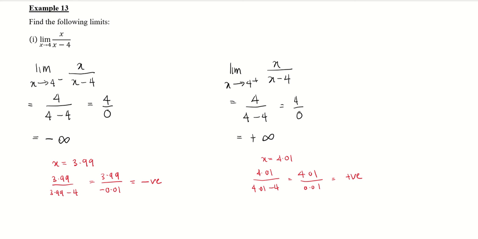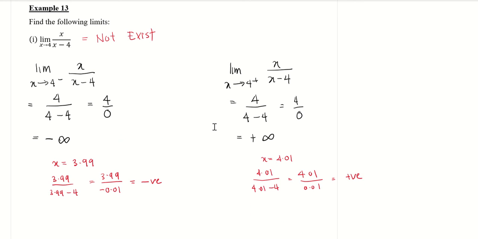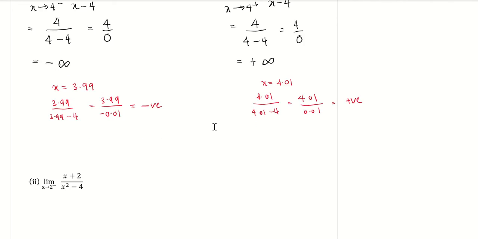Since the limits from the left and the right are not the same, because from the left we get negative infinity but from the right we get positive infinity, what we can say is that the limit as x approaches 4 does not exist. So that is example 13, number 1.